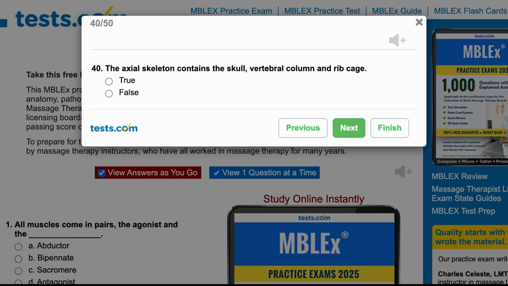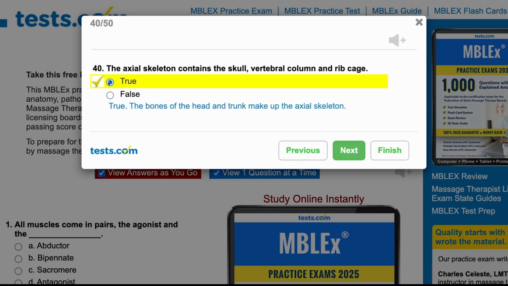Question 40. The axial skeleton contains the skull, vertebral column, and rib cage. Is this true or false? True. The bones of the head and trunk make up the axial skeleton.